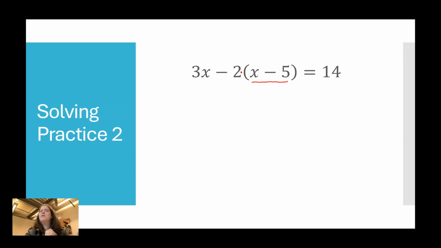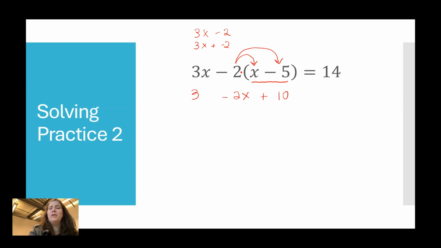I'm going to show you two different ways to think about this distributing. The first time, I'm just going to think of this as a negative 2, because remember that 3x minus 2 is exactly the same as 3x plus negative 2. Adding a negative number is the same as subtracting a positive number. So multiplying these out, negative 2 times x is negative 2x. And negative 2 times negative 5 becomes a positive 10. Everything else is just going to come along for the ride, and we can keep solving from here.